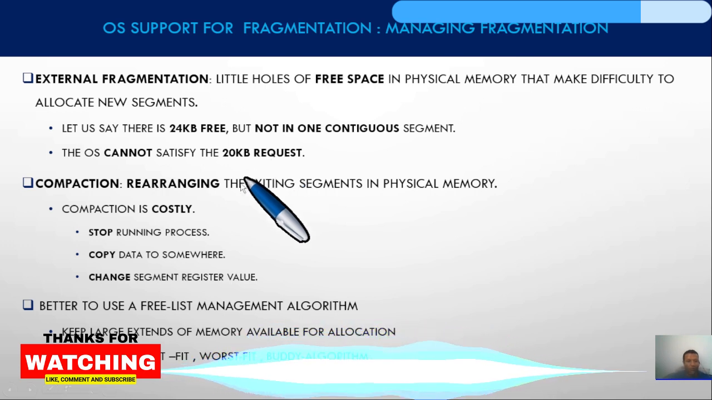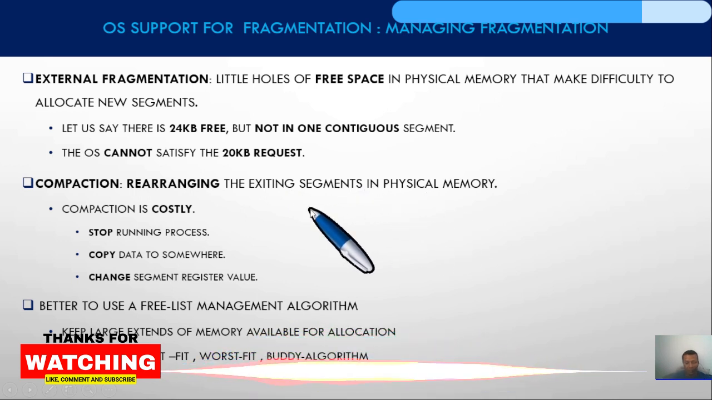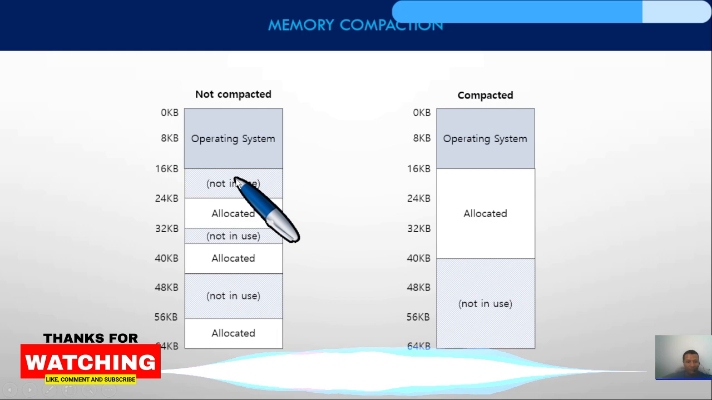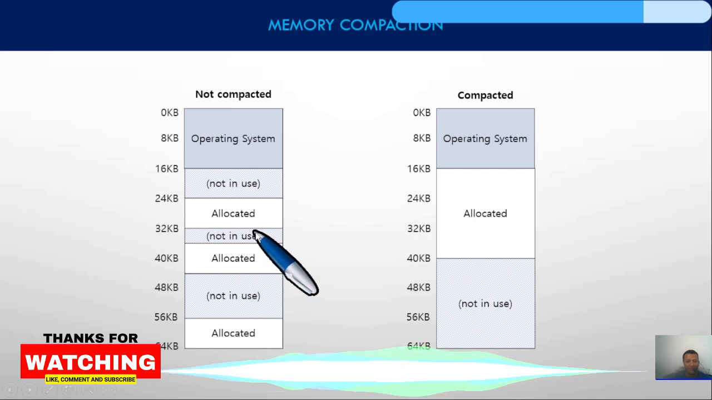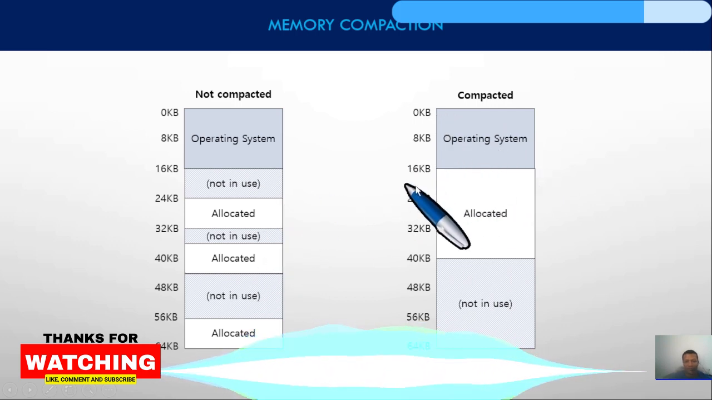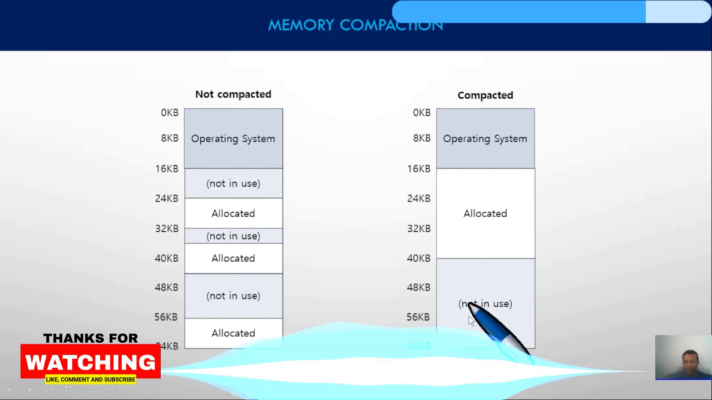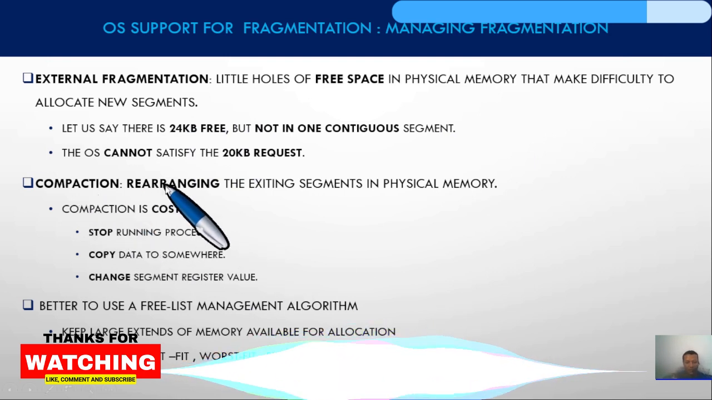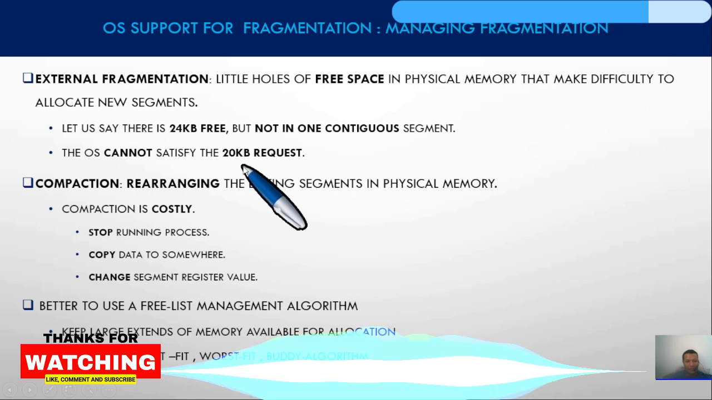The first solution is compaction. Compaction means rearranging the existing segments in the physical memory. As you can see here, we have free space here, here, and here. So what we have to do is compact it like this. The operating system will take from 0 to 16 kilobytes, then the allocated code will be here, then from 40 kilobytes to 64 kilobytes in the physical memory we are going to use it like this. So the idea of compaction is to rearrange the free space into one block of memory. Then the operating system can easily satisfy any memory request.